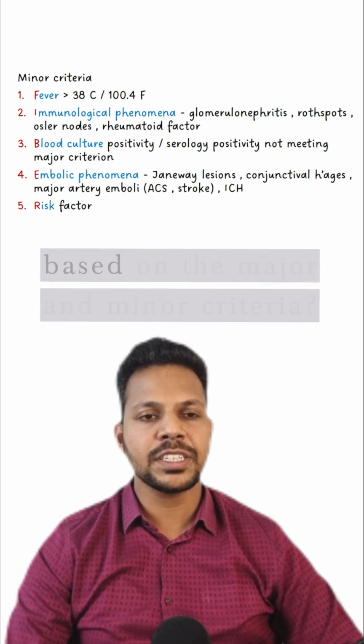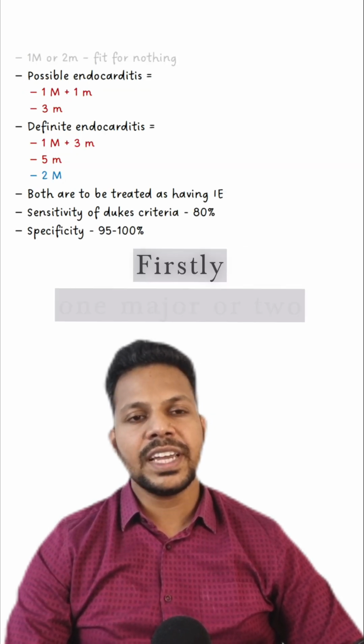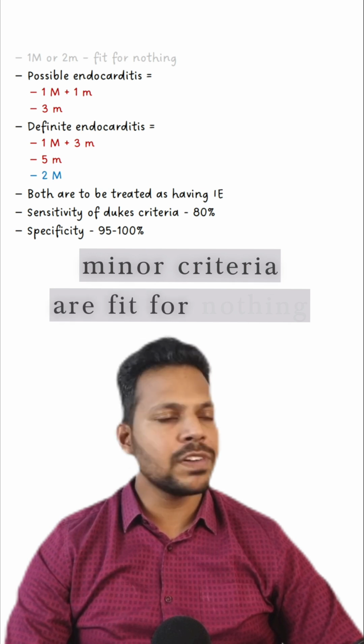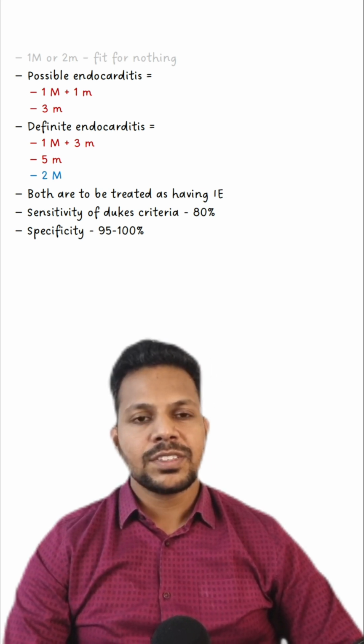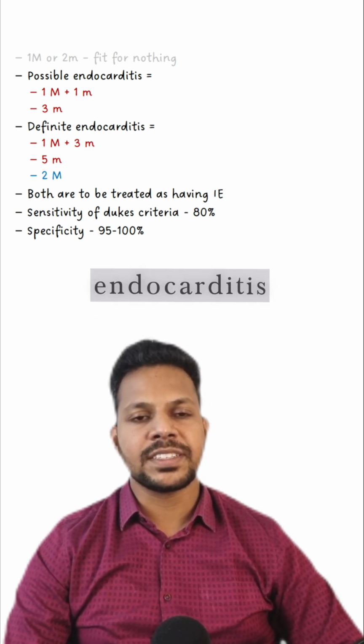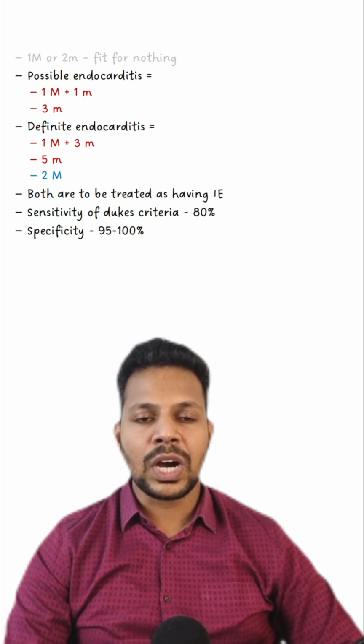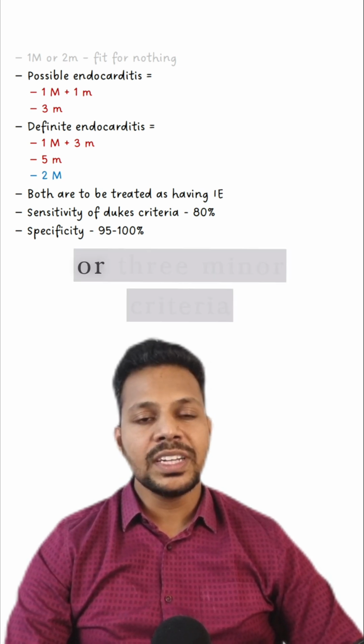But how do we come to the diagnosis based on the major and minor criteria? Firstly, 1 major or 2 minor criteria are not useful for diagnosis. So, you can call it possible endocarditis if the patient has 1 major and 1 minor criteria or 3 minor criteria.